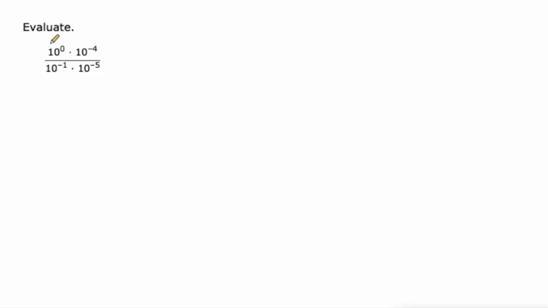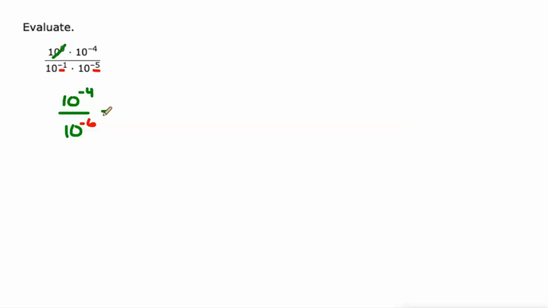All right, again, 10 to the 0 is 1, so we can basically ignore it. We'll just leave that 10 to the negative 4th as our numerator. In the denominator, we can add those two exponents. Negative 1 plus negative 5 makes negative 6.